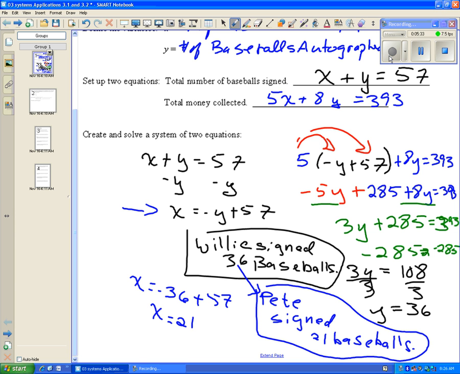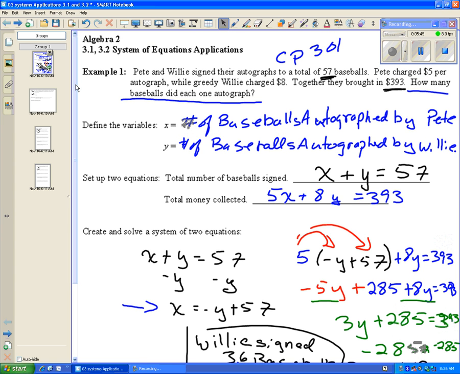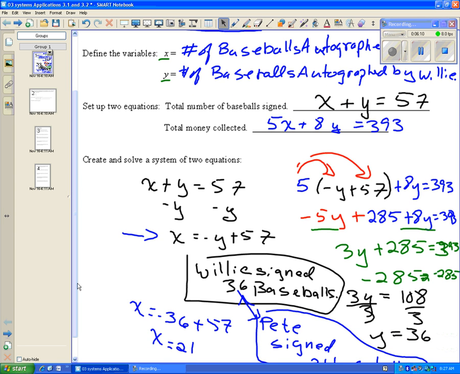And those are my two answers. I need them both. I need to know how many balls Willie signed and how many balls Pete signed. That's a word problem. Again, the hardest part was deciding how to set up the word problem, and I did that by looking for my totals. A total was what I set the two equations equal to, and then I had to decide what the variables were. So then I had X was the number of balls that Pete signed, Y was the number of balls that Willie signed, and at that point, it was just a system that I had to solve, and so I solved it. Let's try my next example.